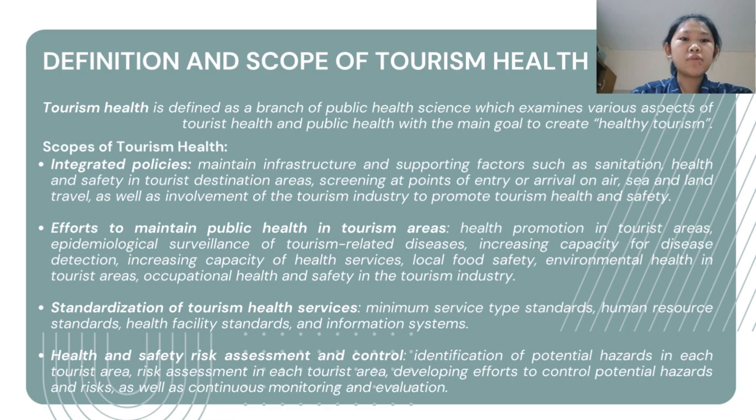There are four scopes of tourism health. The first one is integrated policies, which includes maintaining infrastructure and supporting factors such as sanitation, health and safety in tourist destination areas, screening at points of entry or arrival on air, sea, and land travel, as well as involvement of the tourism industry to promote tourism health and safety.